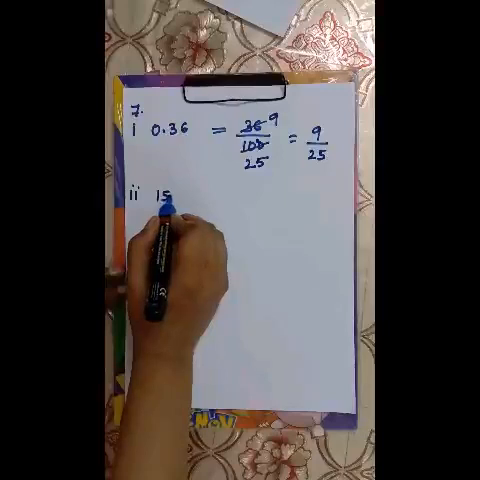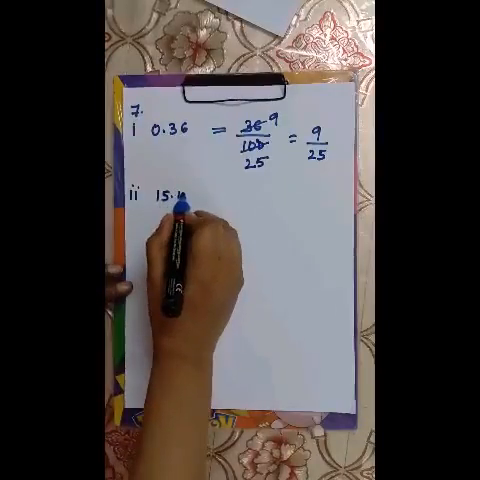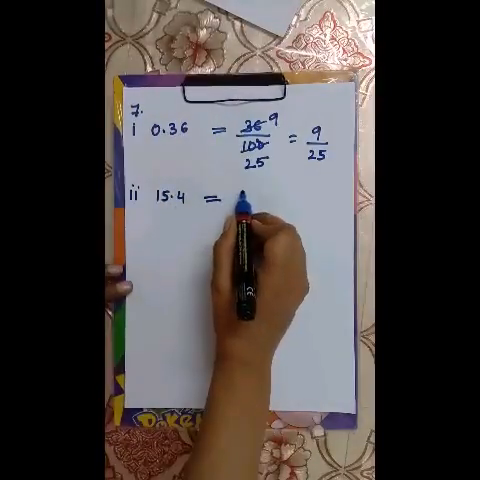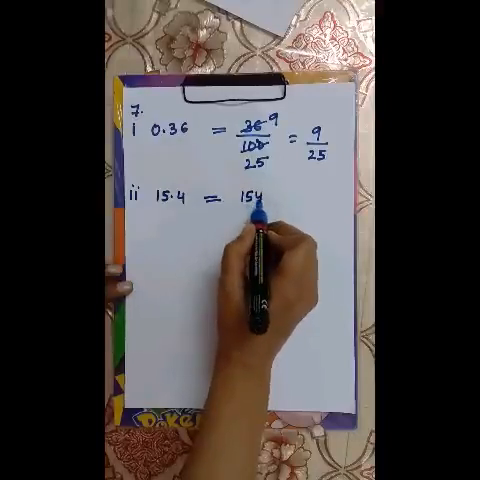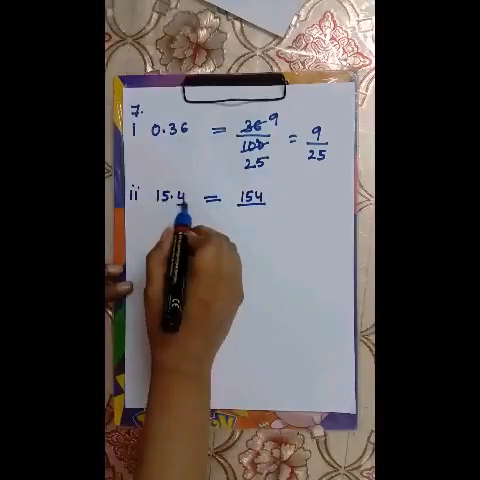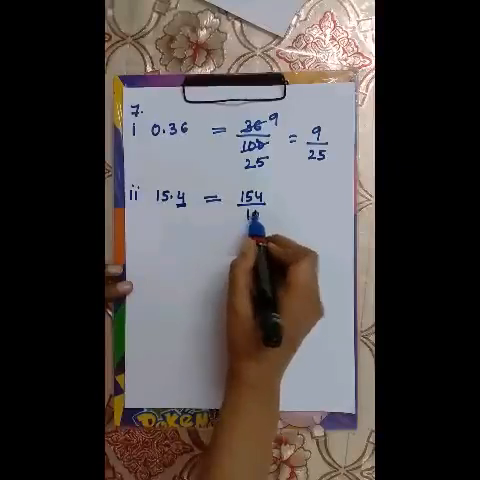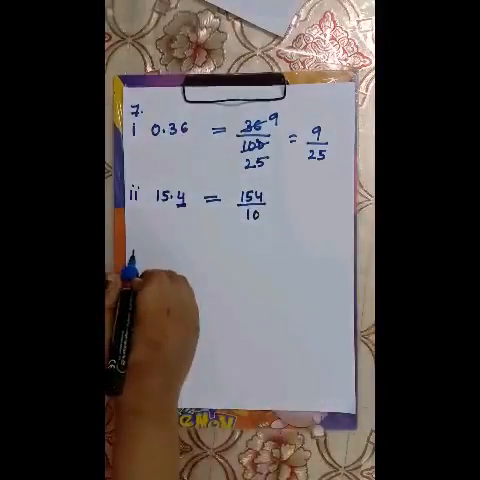Same question, second bit, 15.4. So 15.4 can be expressed as 154 by, after point how many digits are there? 1. So I am going to write this as 10. Cancel it and put the answer.